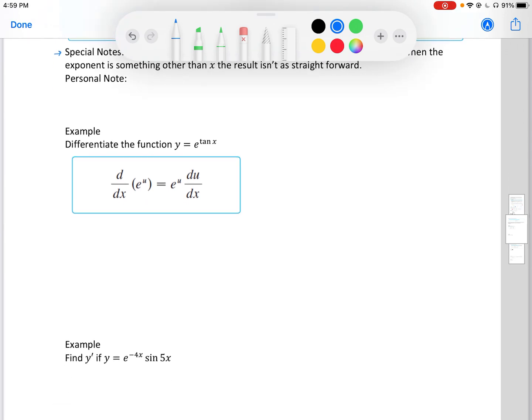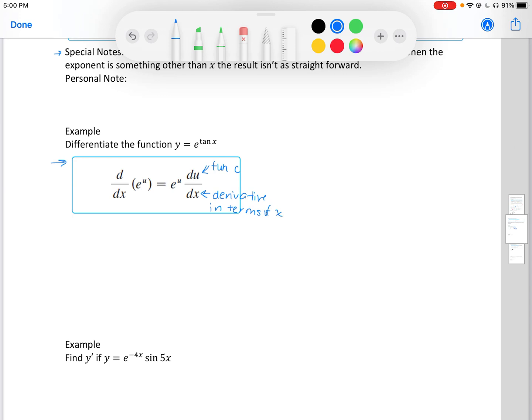In this next example, differentiate the function y equals e raised to the tangent of x, and we have a helpful hint. When we're working with our exponent, we have to take a moment to take the derivative of our exponent. So d dx of e raised to the u power is the same as e to the u times du dx. So we take our function u and take its derivative in terms of x. That's what that means.